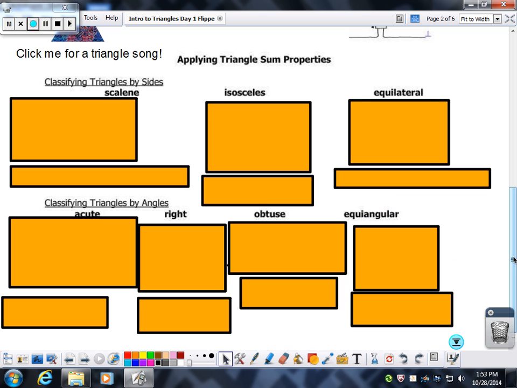Now into some new things. Today we're going to be talking about the triangle sum theorem. But first we need to classify triangles by sides. There's some new vocabulary here. Make sure, however you learn your vocabulary, you take care of this.